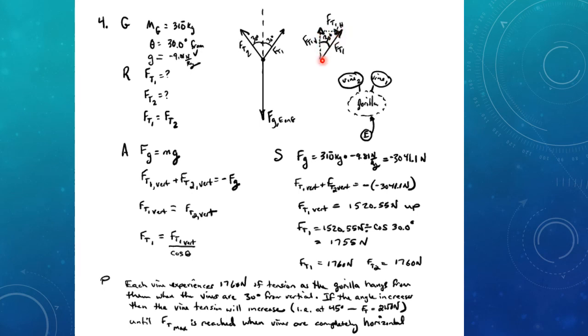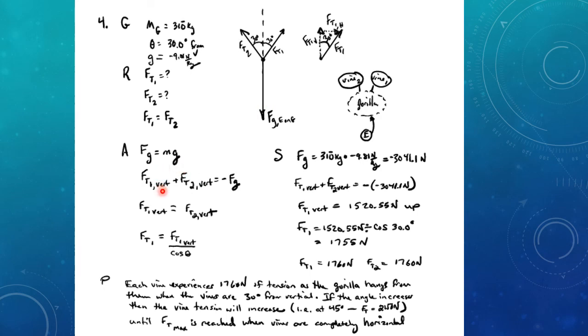And what I'm looking for is the hypotenuse here. Okay. So what can I do? Well, I can come down here and say the force of gravity is equal to mass times gravity, so I can solve for this value here.